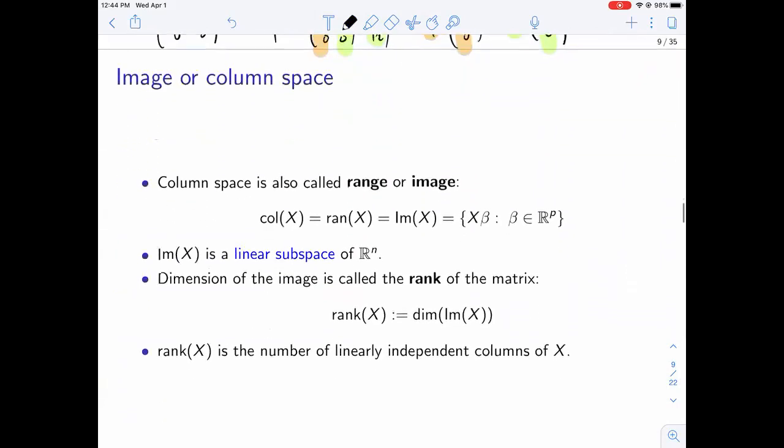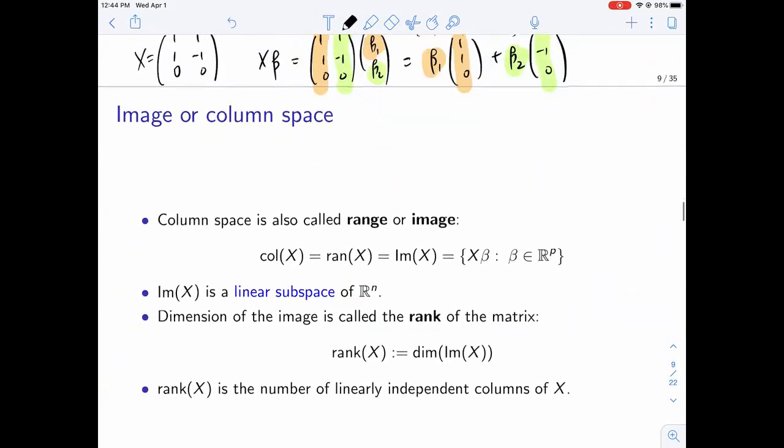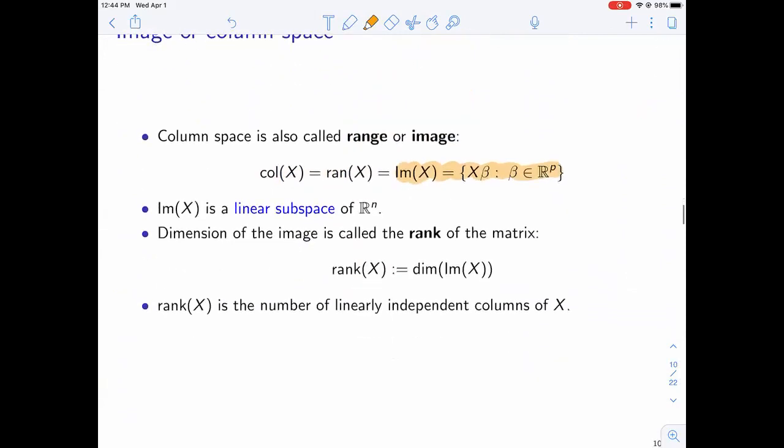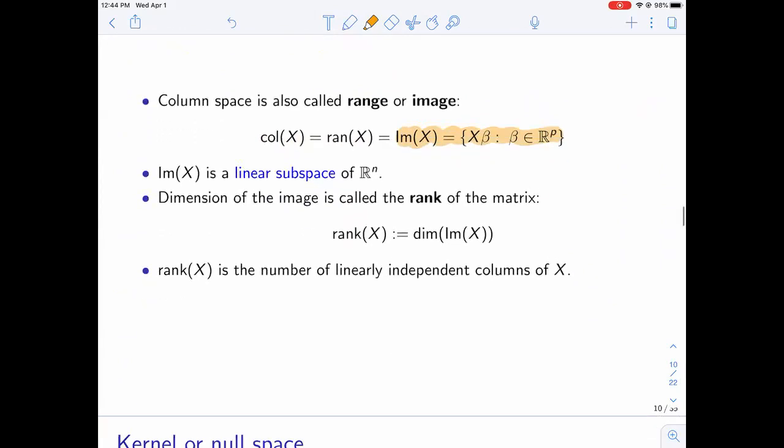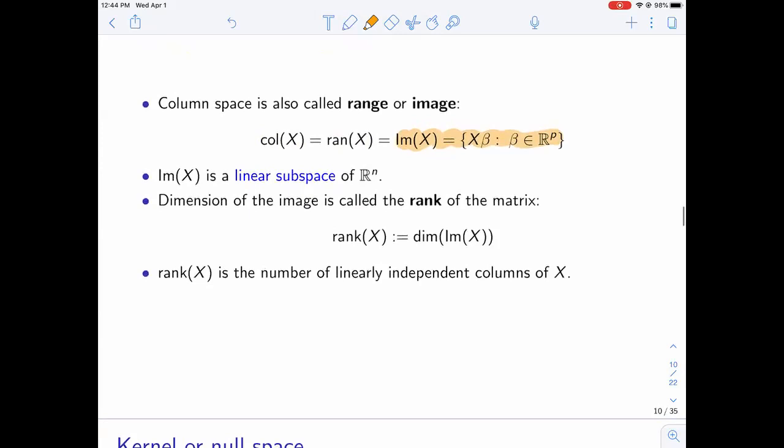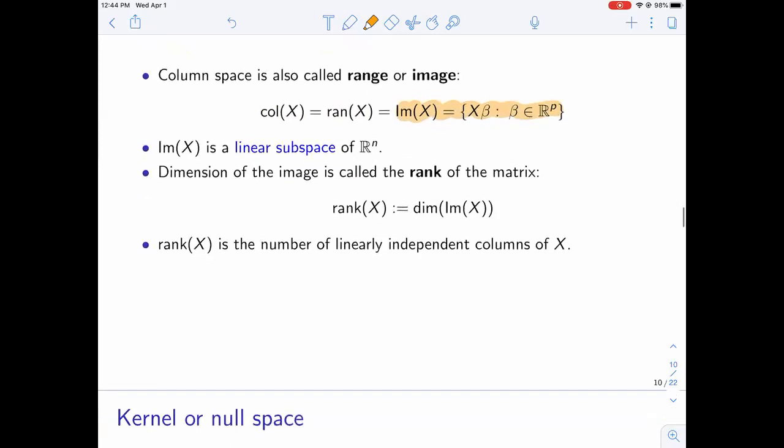Okay, so another name for this is also the range or the image. As I mentioned, I'm going to use the image mostly. So usually in this course, I'm going to use this notation. But it's also the column space or the range. It's just that different people call the same object different things, and they use different notation. So this image, from now on, I'm going to call it the image, is a linear subspace of Rn.